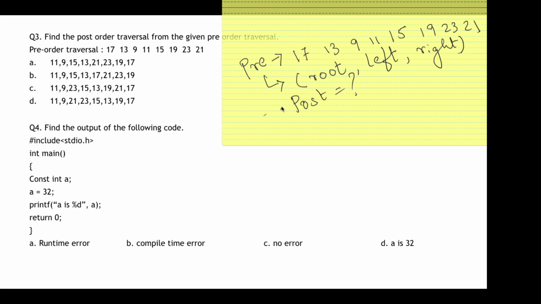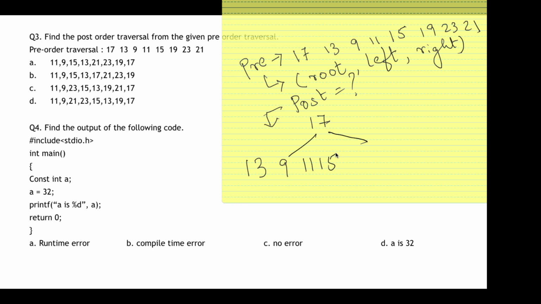Okay, so from here we'll consider the first one as the root node. Whatever number is less than 17 will be on the left side, and whatever number is greater than 17 will be on the right side. Less than 17 are 13, then 9, then 11, then 15. Greater than 17 are 19, 23 and 21. Now again, let's consider this to be in pre-order.